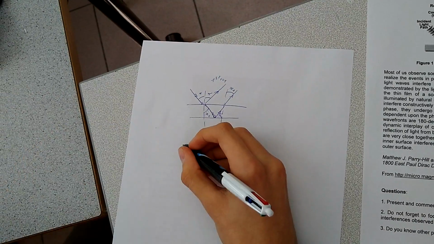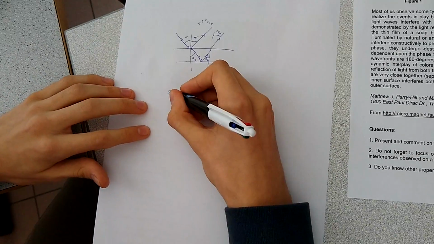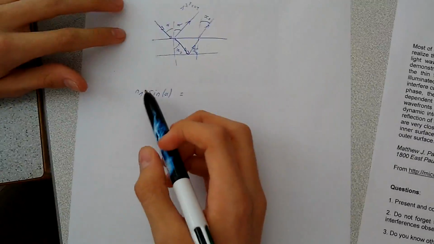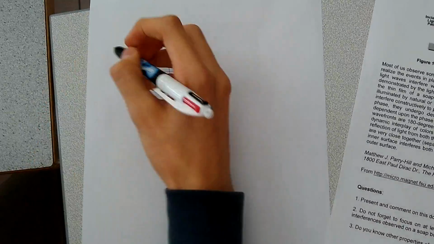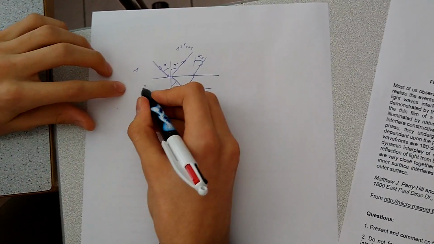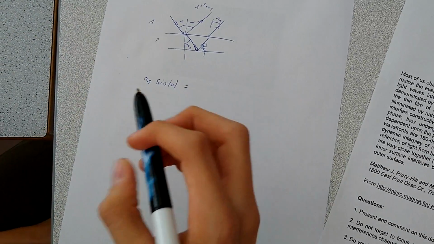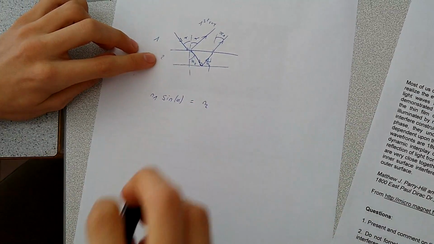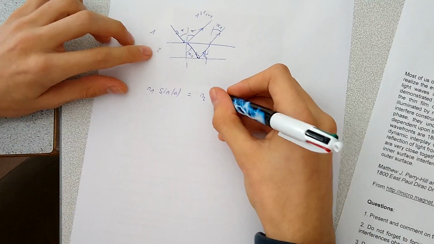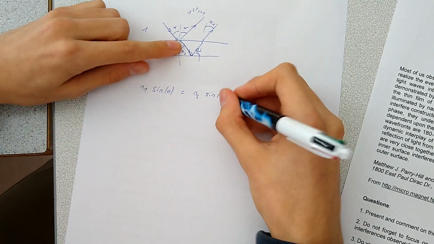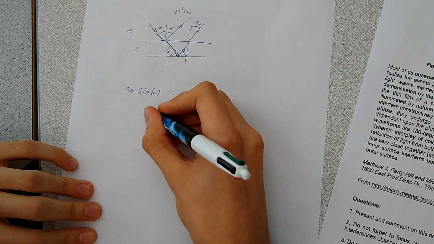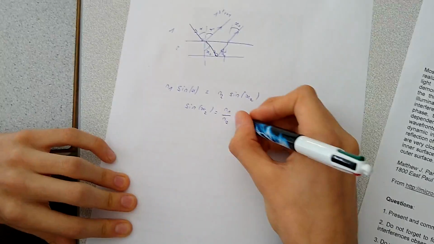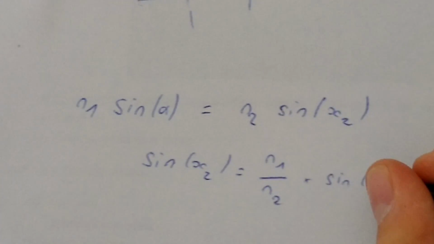So we know with the Descartes formula that n1, which is the index of refraction of the first environment, multiplied by sin of alpha is equal to n2, which is the index of refraction of the second environment, times sin x2. So we can write this: sin x2 is equal to n1 divided by n2 times sin alpha.